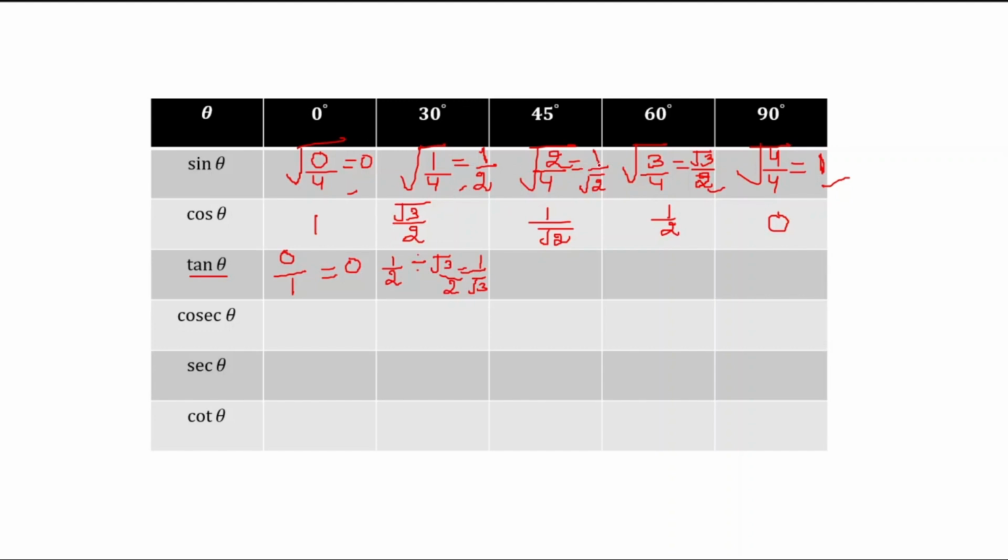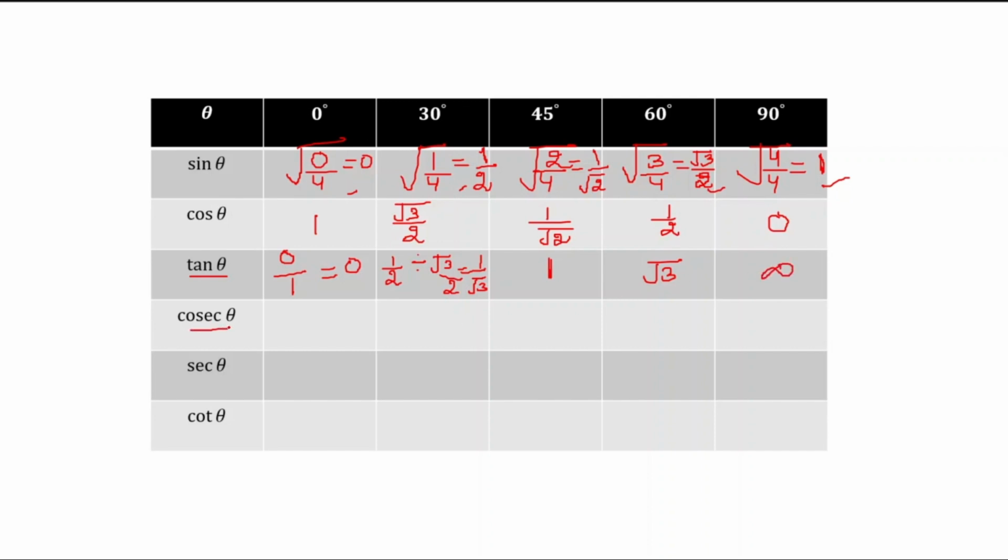Similarly, sine 45 is 1 by root 2, cos 45 is also 1 by root 2. So tangent 45 is simply 1. Sine 60 is root 3 by 2, cos 60 is 1 by 2. If you divide it, you will simply get root 3. Sine 90 is 1, cos 90 is 0, and 1 over 0. Whenever your denominator is 0, the answer is infinity, right?